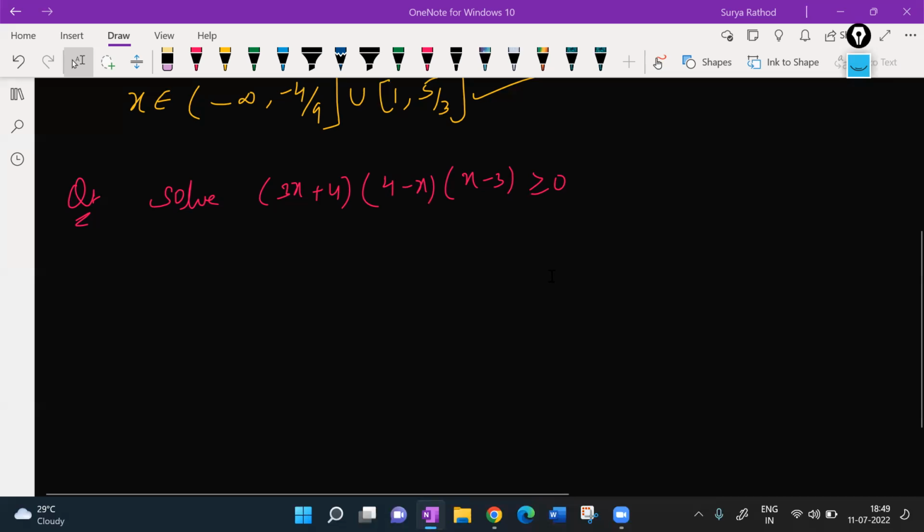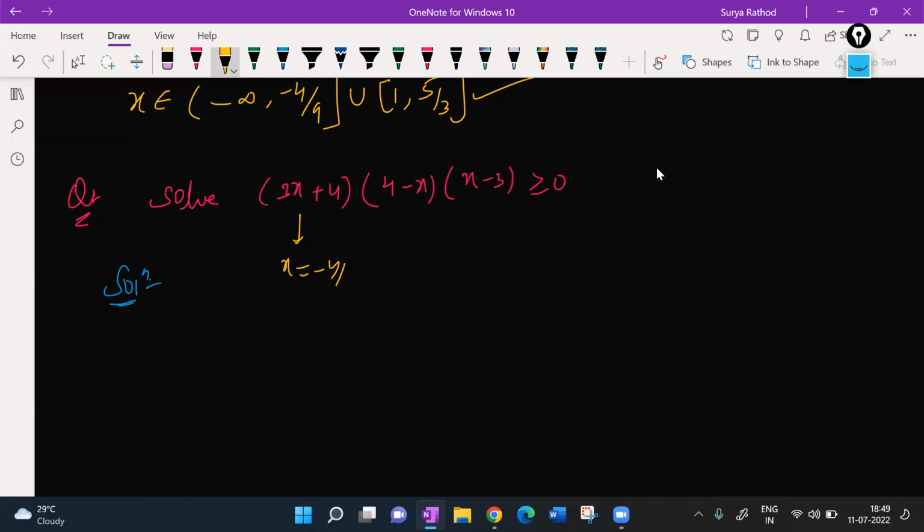Okay, let's solve this. Sir, let's solve this. X belongs to. Wait. Did I ask you to reveal the answer? No, right? Wait, I'll teach you, and just tell me whether your answer is matching with my answer or not. That's it. So what is the x value here? Minus 4 by 3, if I equate it to 0.